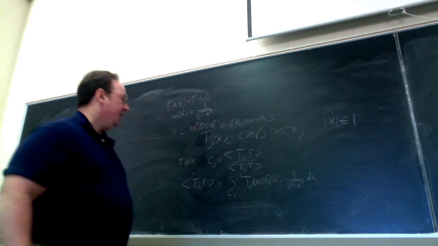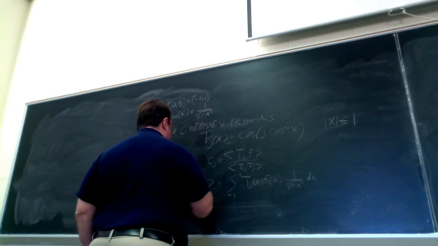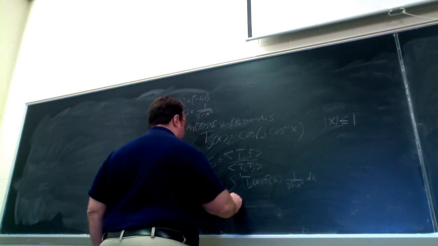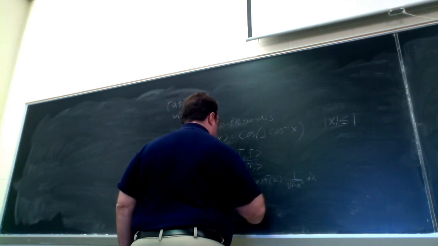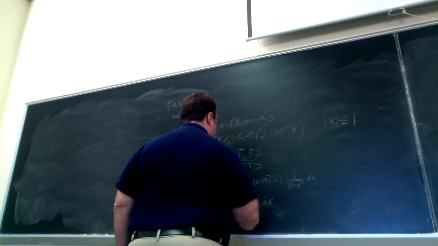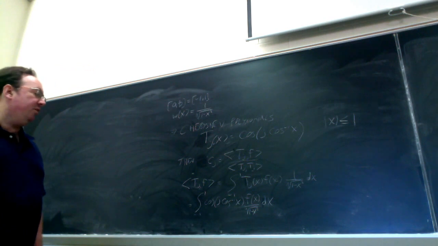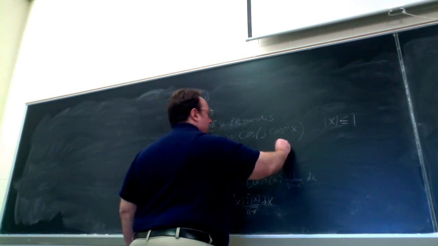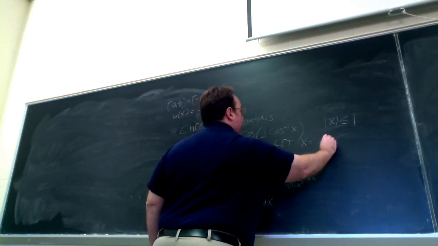Okay. But now I want to fill in what the definition of T_j of x is. So that's going to be cosine of j inverse cosine of x, f, over square root of 1 minus x squared. Now this integral looks like it would be a pain to compute, but we can actually make it a whole lot easier by making a substitution. So the substitution I'll make is let x equal cosine theta.